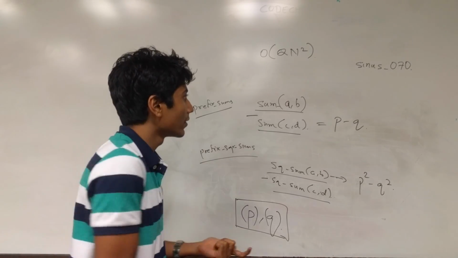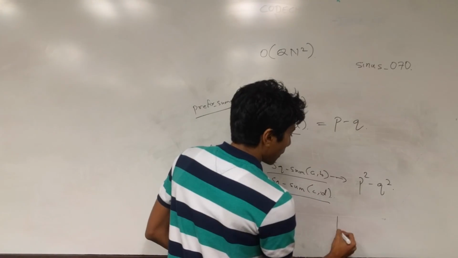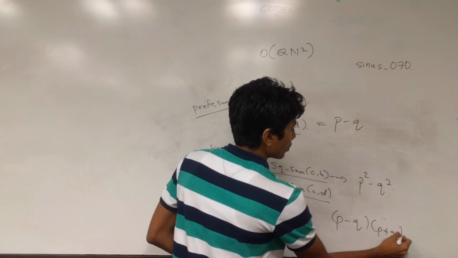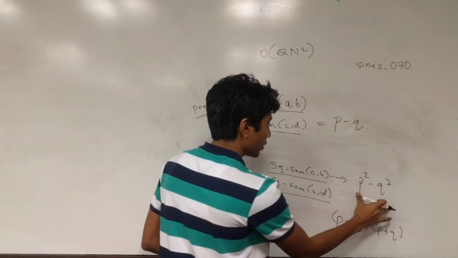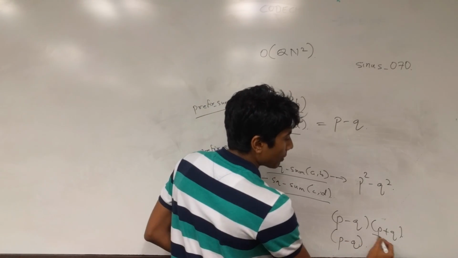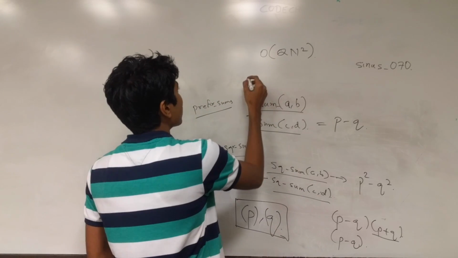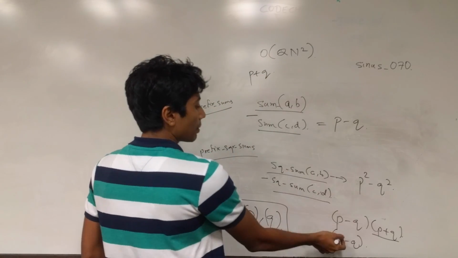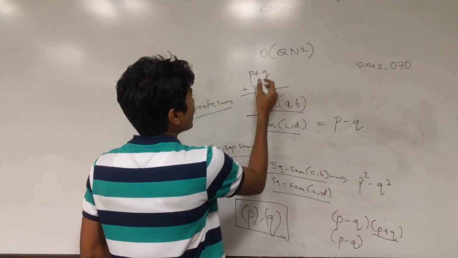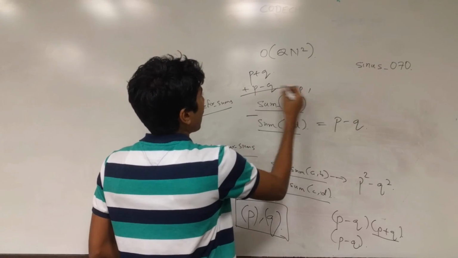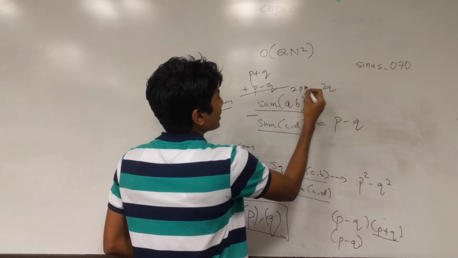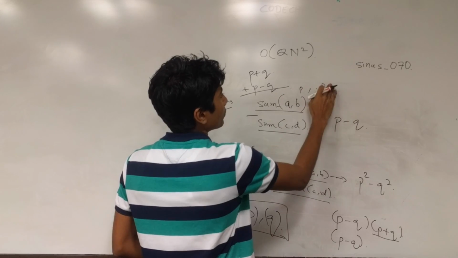That tells us that we can get P minus Q and P plus Q, which is this equation, and we already have P minus Q. So we can figure out what P plus Q is. P minus Q is known to us, so we can add these two equations and get 2P, and we can subtract them to get 2Q. And so basically we can find out P and Q.